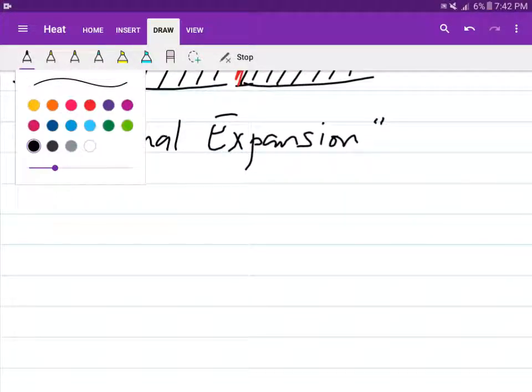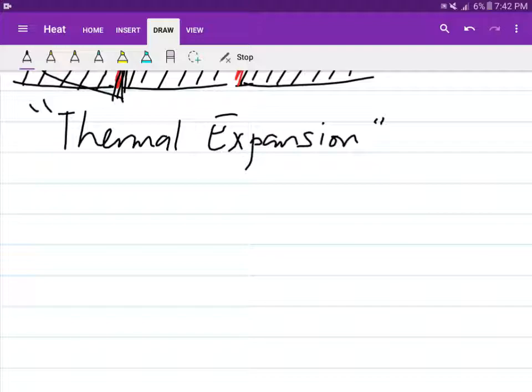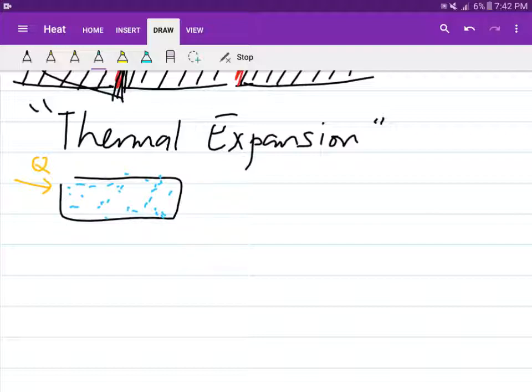So microscopically, if you would look at the structure inside, for example, this metal is made up of molecules, and when you apply heat to those molecules, you are raising their kinetic energies, so they will bump more into these walls, causing the material to actually expand.